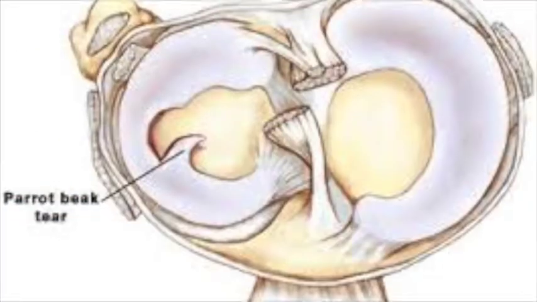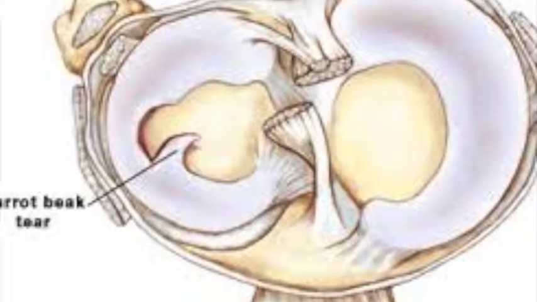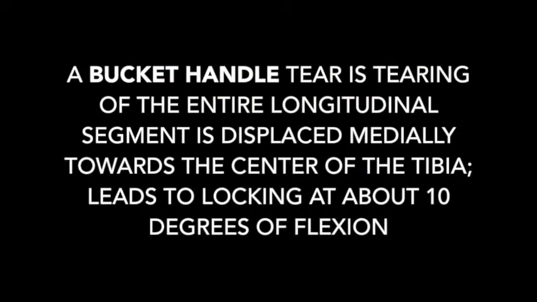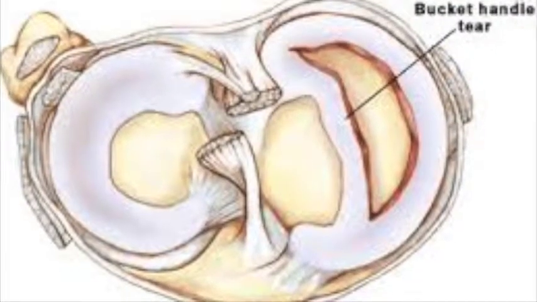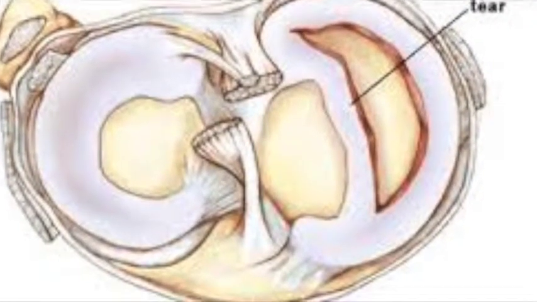A tear known as the parrot's beak usually occurs with previous trauma or a popliteal cyst pathology. Meanwhile, a bucket handle tear is the tearing of the entire longitudinal segment and is displaced medially towards the center of the tibia. This leads to locking at about 10 degrees of flexion.